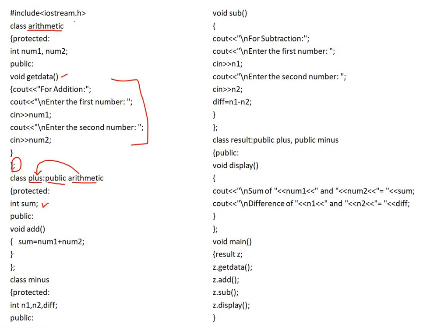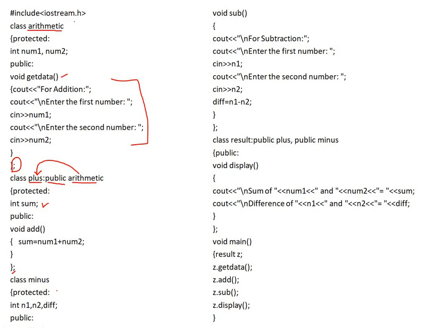Next we have closed the definition of the void add. Next we have closed the declaration or definition of the class. Right. Next, after that we have written class minus. Here class minus is another base class. Under that we have written two sections, protected and public sections. Under the protected section we have declared three data members.